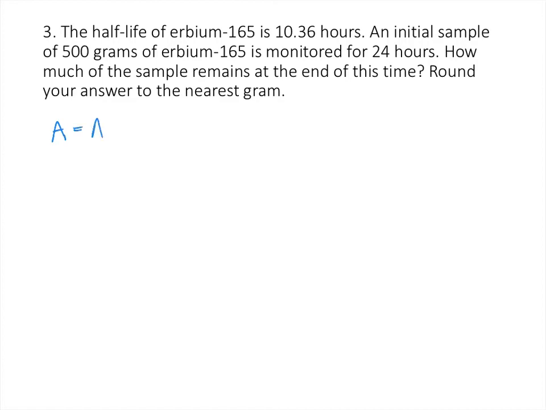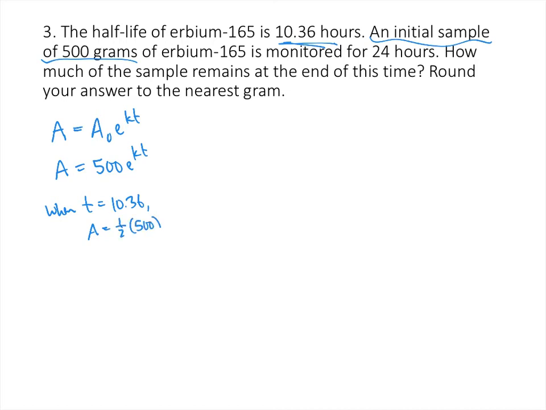We have our standard exponential model, A equals A0 e to the kt. The half-life is going to be used to figure out k, and we know our initial sample is 500 grams, so A0 is 500. When the half-life is 10.36 hours, that means when t equals 10.36, the amount will be half of what we started with, which is 250.